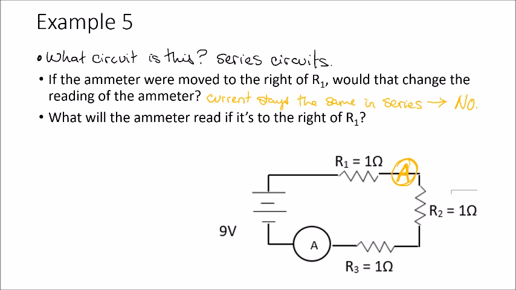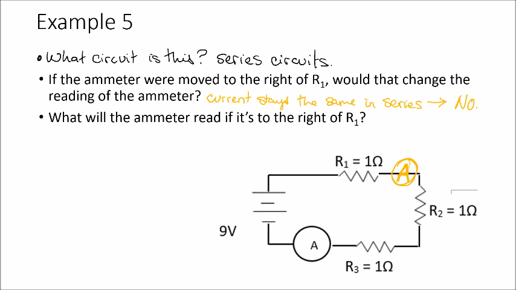A proper way, if you see this question on a quiz, make sure you always include why. So if the ammeter were moved to the right of resistor 1, would that change the reading of the ammeter? You would answer, no, that would not change the reading of the ammeter because current stays the same in series. And if you want, you can also include the example that in series, the runners don't have any choice. They're stuck in the same loop.